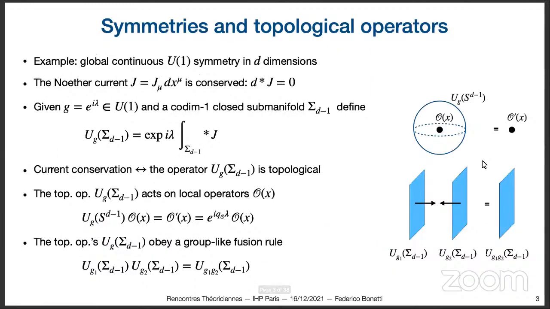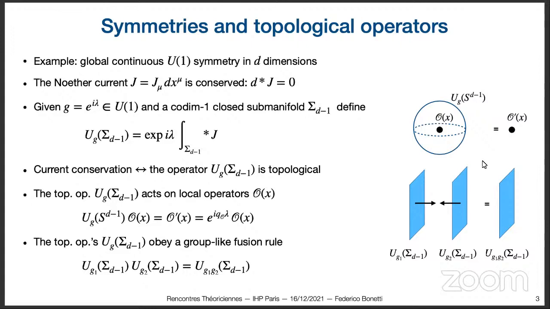So let me give you a very brief idea of how and why we should think of them topologically. Let's pick a familiar example. Let's say we have a QFT that has an ordinary continuous U(1) global symmetry. As we know from standard QFT textbooks, there is a conserved Noether current. And now the idea is to think not about the current, but rather about this operator U that we can construct by integrating the Hodge dual of the current on a codimension 1 manifold in space-time.